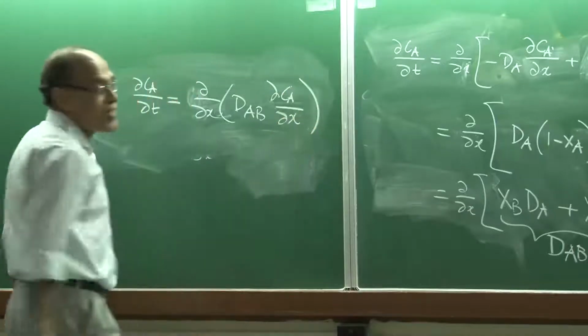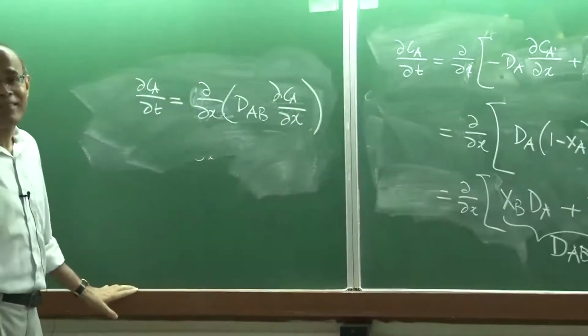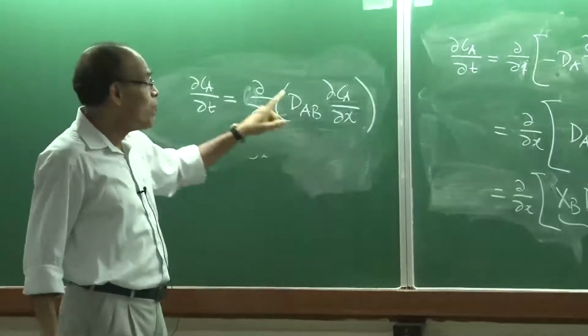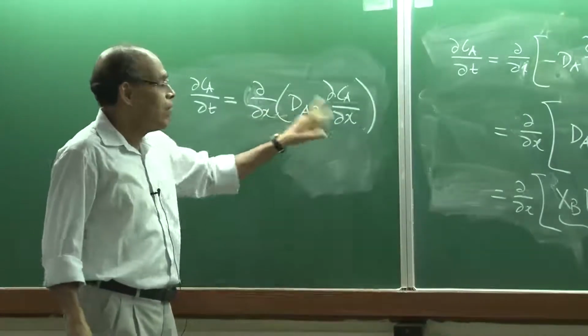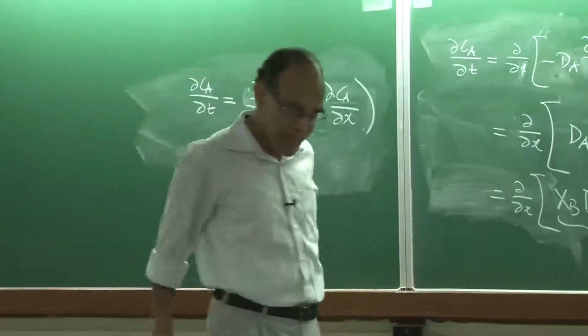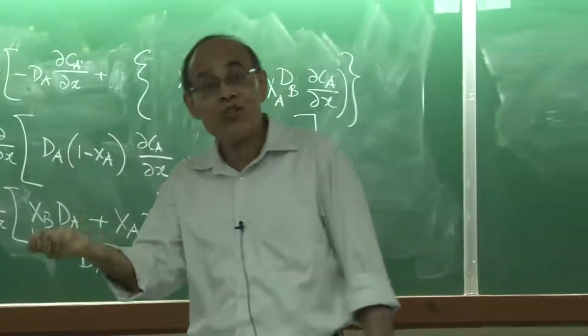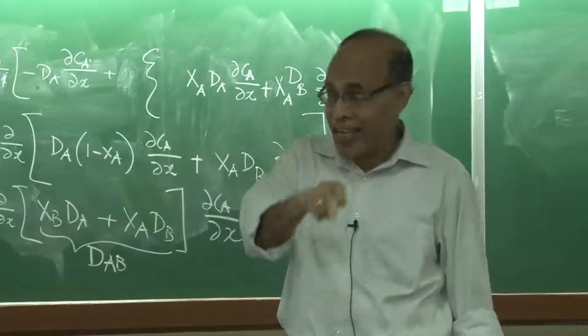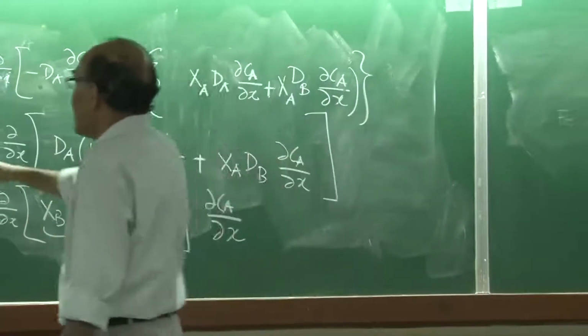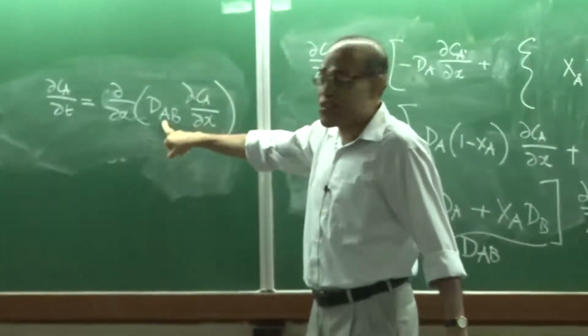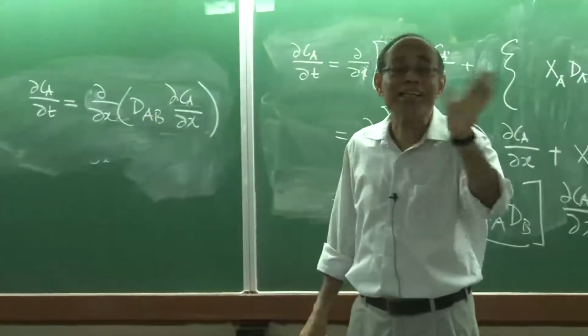So there is a 1-to-1 similarity now. The only thing is that we have replaced the diffusion coefficient of A. So if you take a copper-nickel system and we want to study the diffusion rate of copper and nickel, and use only copper's diffusion coefficient in nickel, okay? So if you use D copper instead of D_AB, then we will not get the correct result.